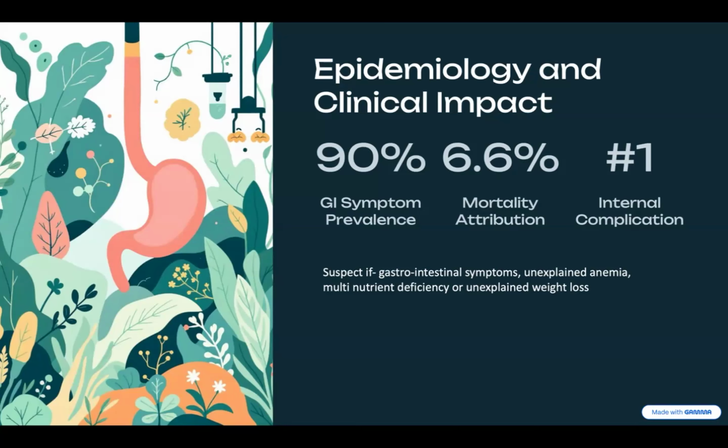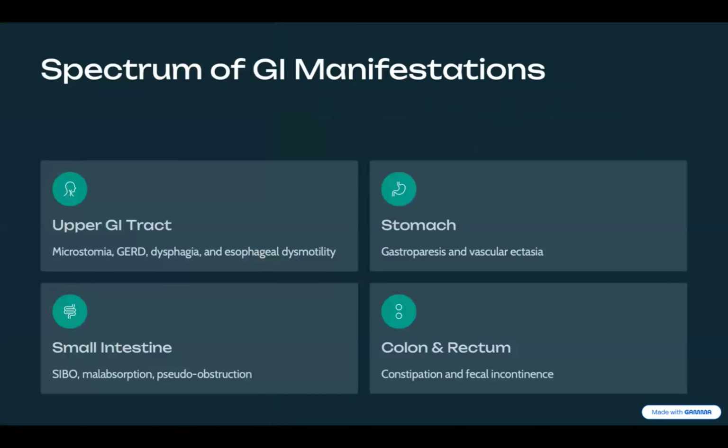And other presentations are multinutrient deficiency or unexplained weight loss. Most often they have a very gradually progressive weight loss. So these are the conditions when you have to think of significant, clinically relevant GI involvement in such patients.